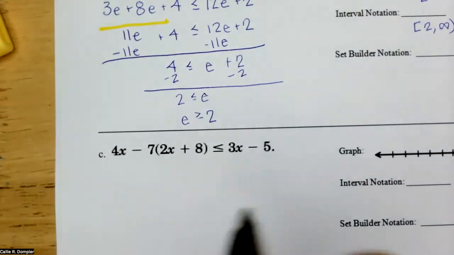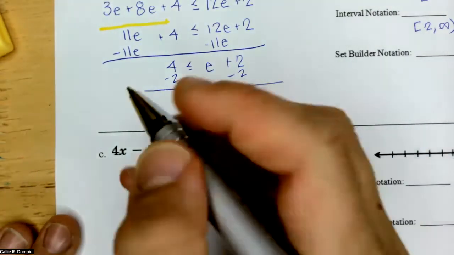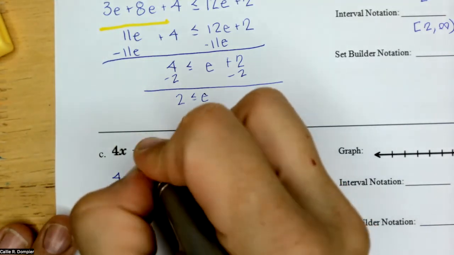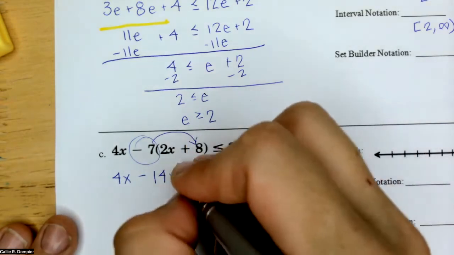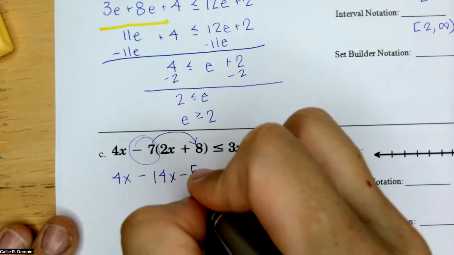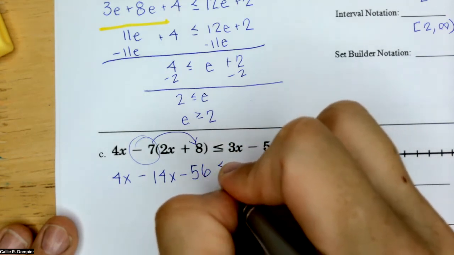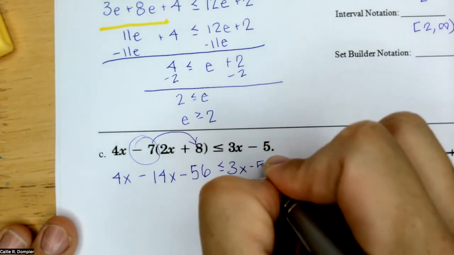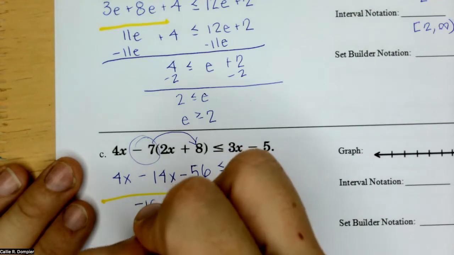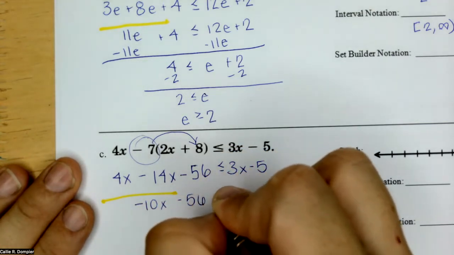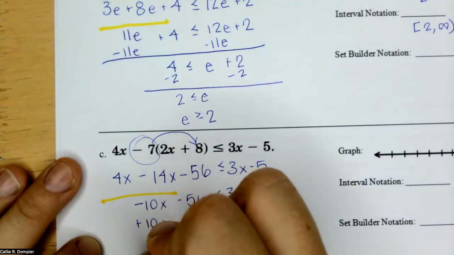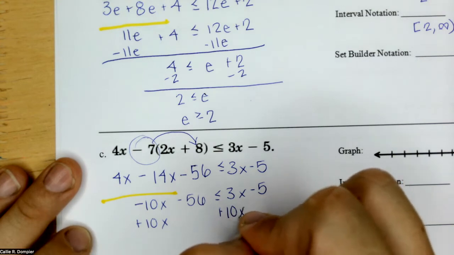All right, here we have 4x minus 7 times 2x plus 8. 4x minus 7 times 2 is 14x. Remember, it's a negative 7, so negative 7 times 8 is negative 56, right? Less than or equal to 3x minus 5. 4x minus 14x is a negative 10x minus 56, less than or equal to 3x minus 5. I'm going to add 10x to both sides.